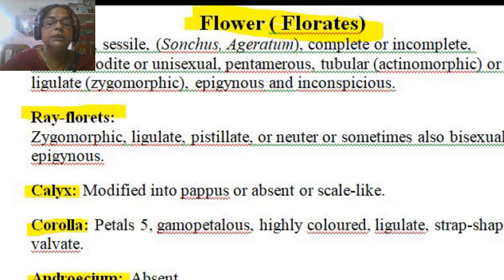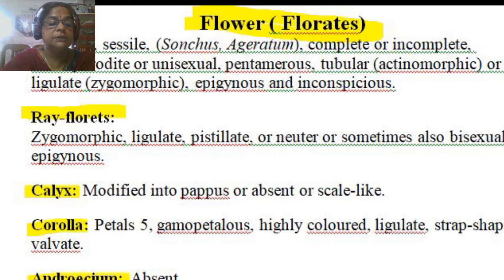Let us first study the ray floret. These ray florets are found on the periphery. They are zygomorphic, ligulate, pistillate or neuter. May be female or may be absent. Sometimes bisexual also seen in the ray floret case. No doubt they are epigynous.